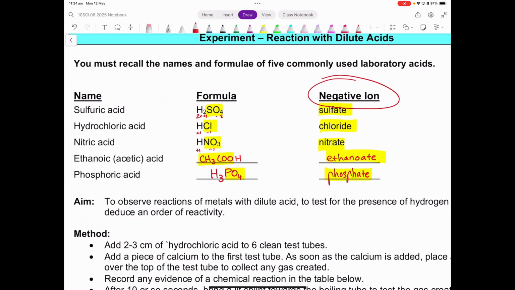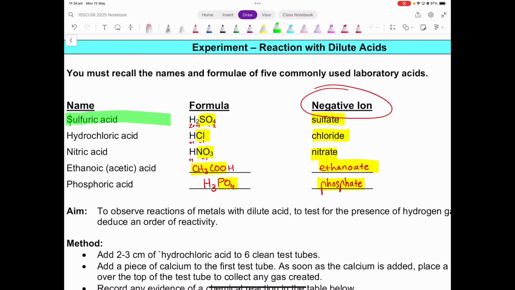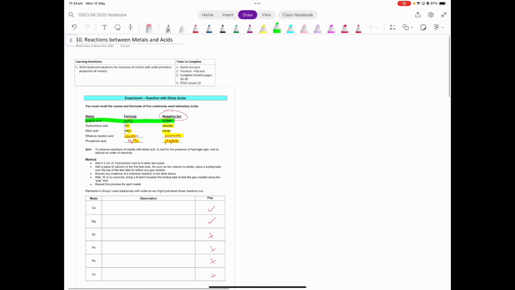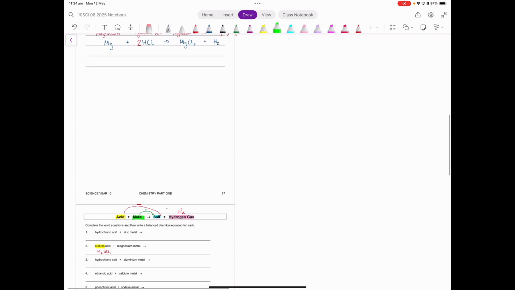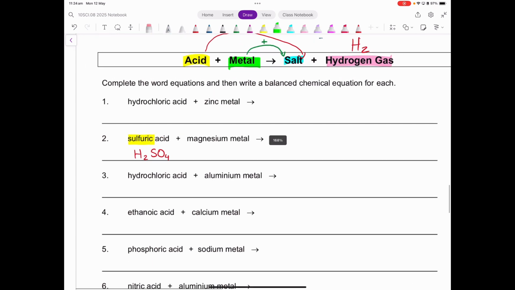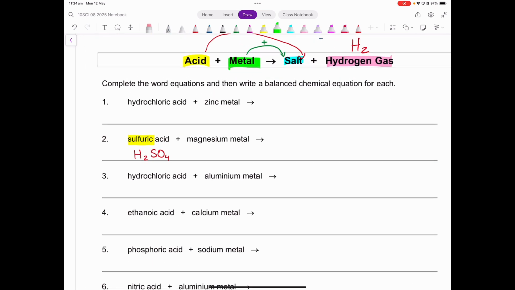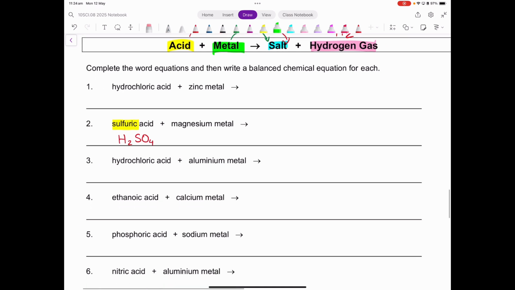When we look at sulfuric acid, I'm looking again at this one right up the top here, what is the negative ion from sulfuric acid? It is sulfate, and sulfate is SO4. Question? My advice is to practice it, and we're going to practice it now. We'll talk about it in a second, but they just come from your ions list, okay?